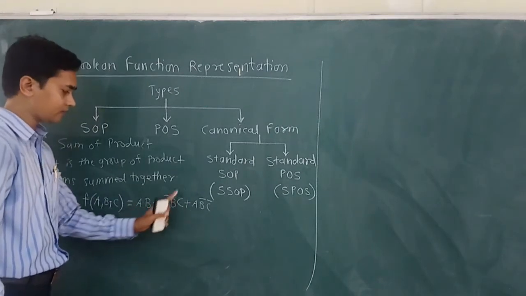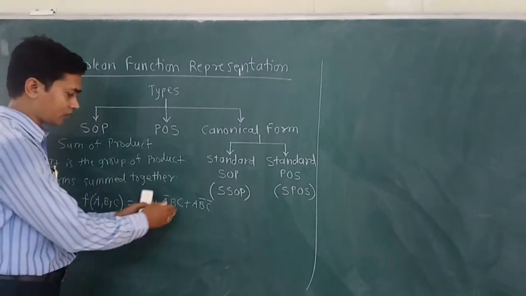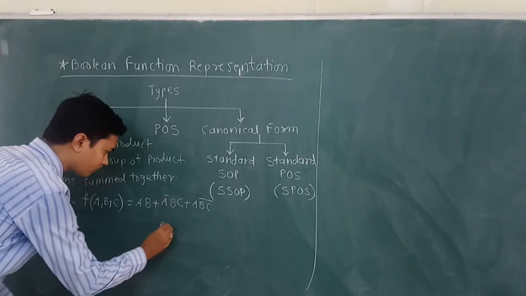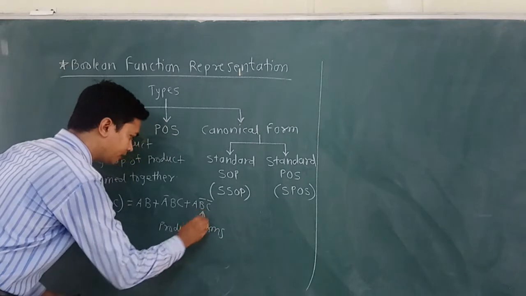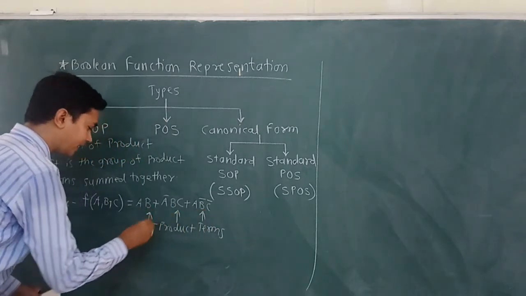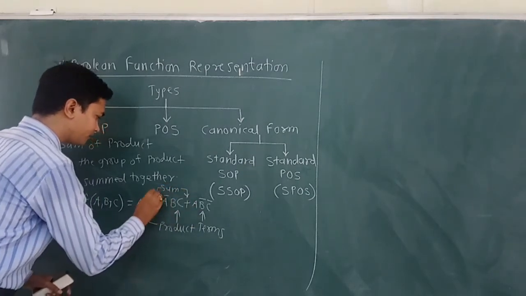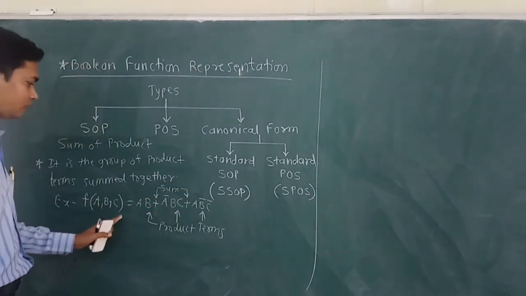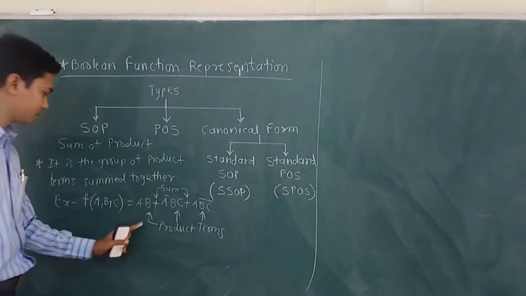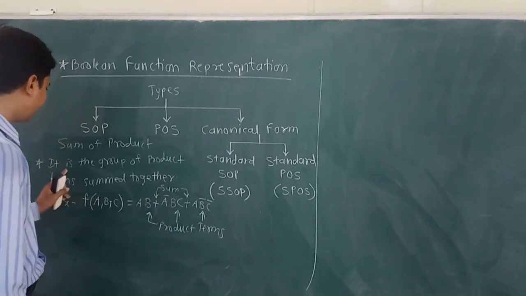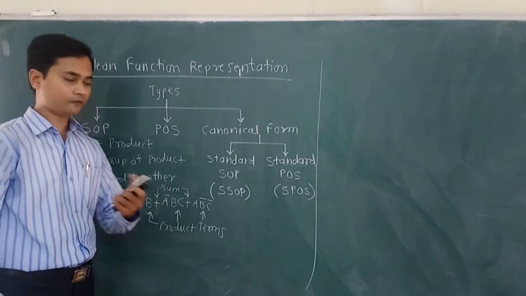All the individual terms are products, and all these product terms are summed together. This is how we can express the SOP form. One more thing: SOP is also called disjunctive normal form.